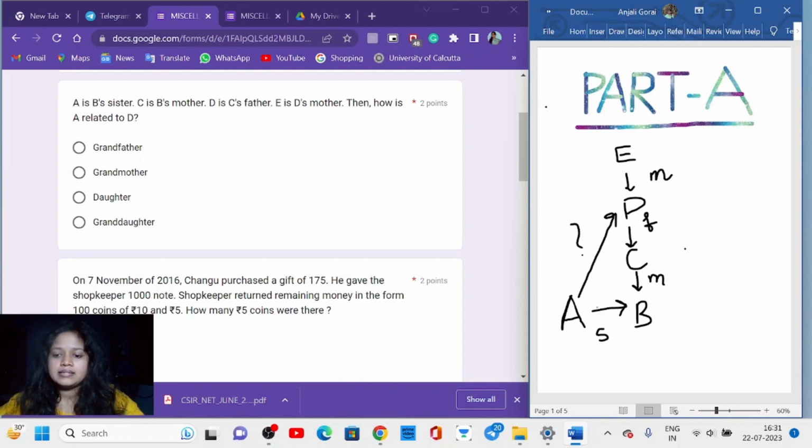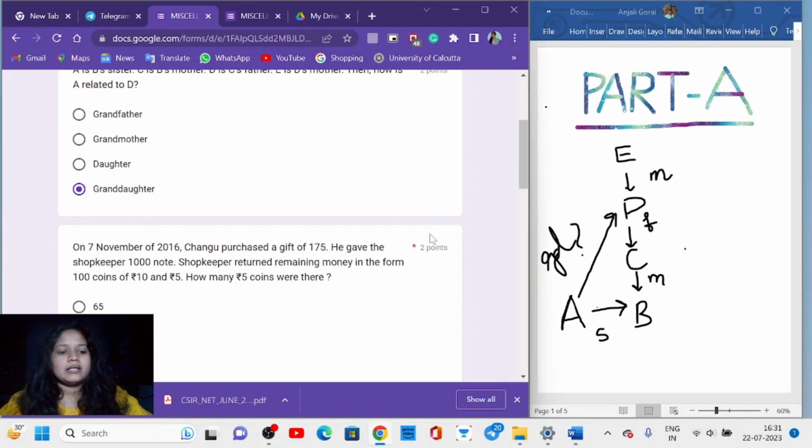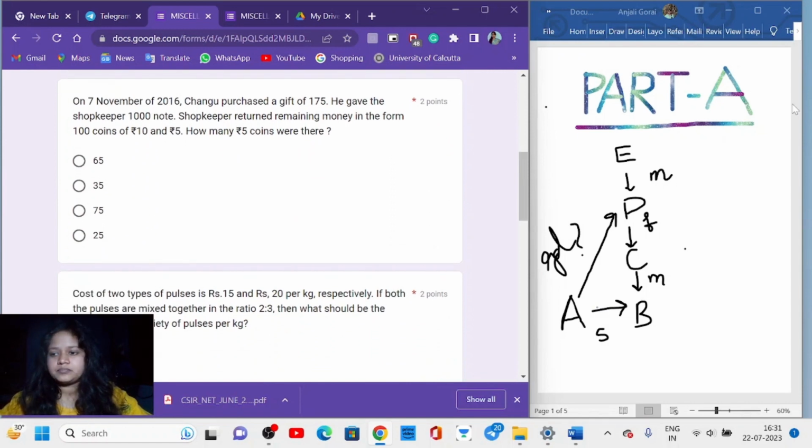We can easily say from this that A is the sister of B and C is the mother of B, so C is also the mother of A, the same family. So we can tell that D is also the grandfather of A. So A is the granddaughter of D. That is option D.